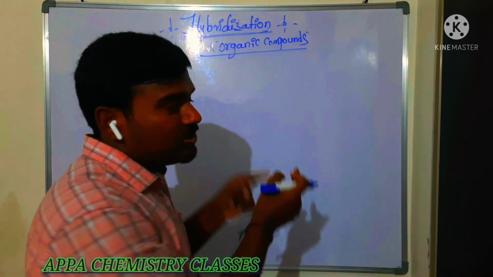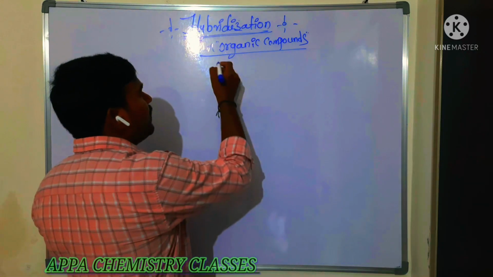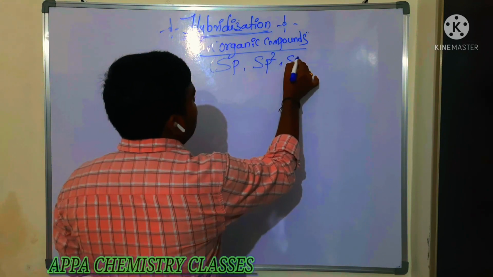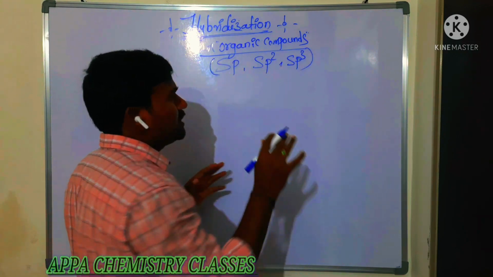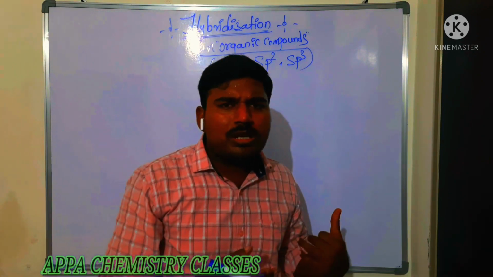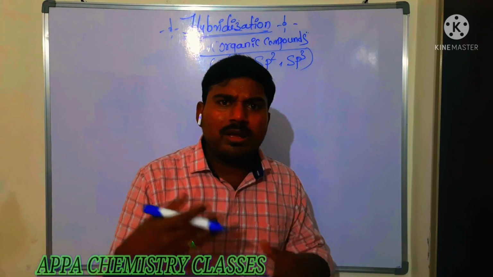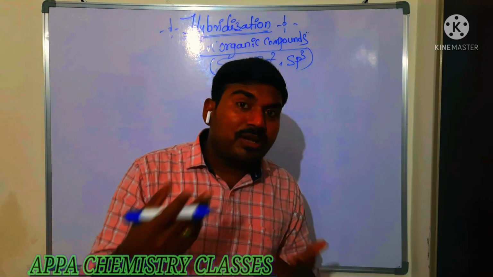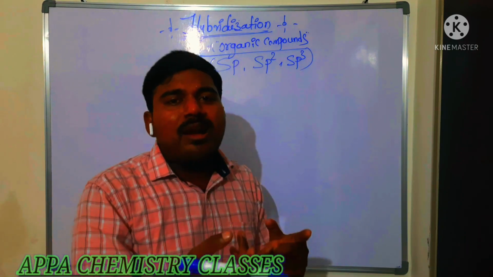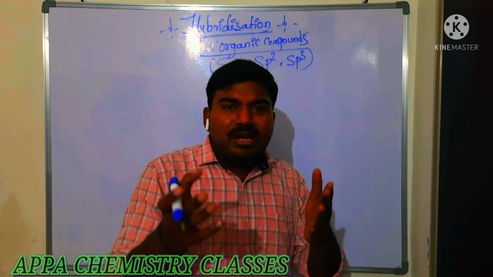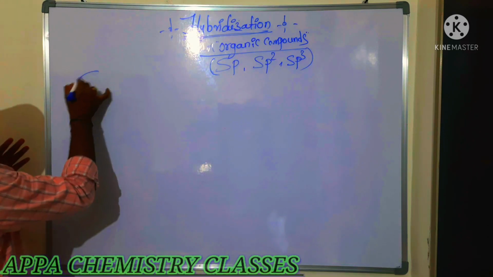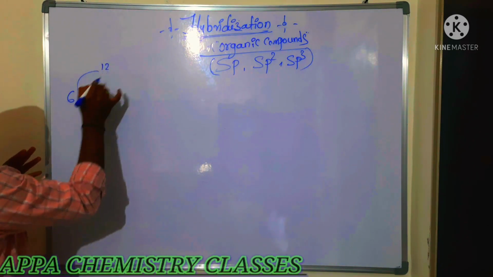In case of organic compounds, what types of hybridizations are possible? sp, sp2 and sp3. These three types of hybridization are only possible in organic chemistry. Why only 3? Why not more than 3, like sp3d or sp3d2 or sp3d3? Because carbon has atomic number 6 and mass number 12. It does not have a third energy shell, it has only the second energy shell.